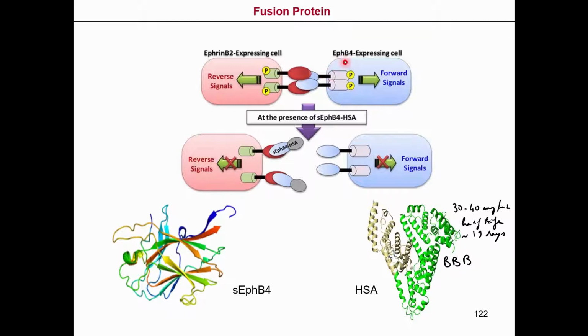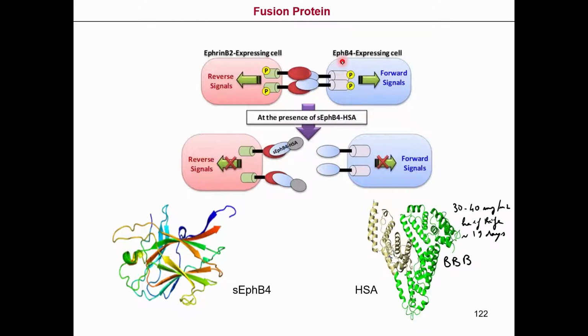And EPHB4 is induced in a lot of cancers, like breast cancer, head and neck cancer, colon cancer, uterus cancer. When you have a high concentration of EPHB4, it predicts a higher stage of cancer.